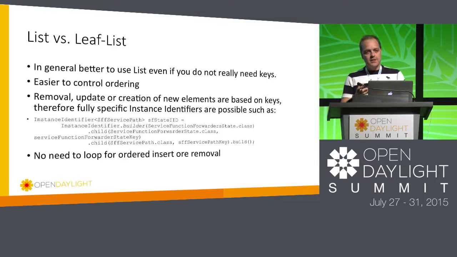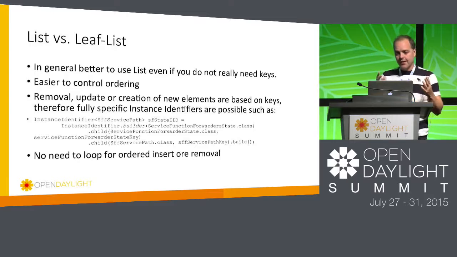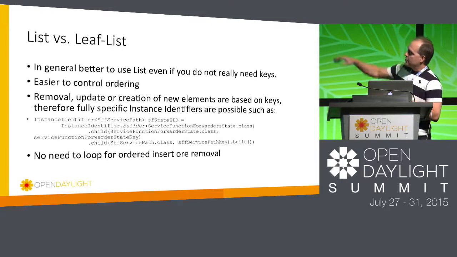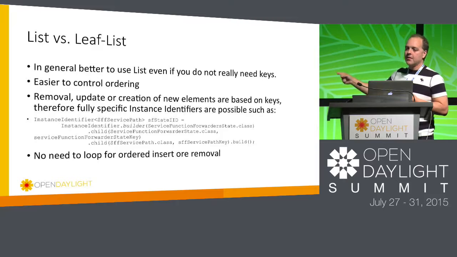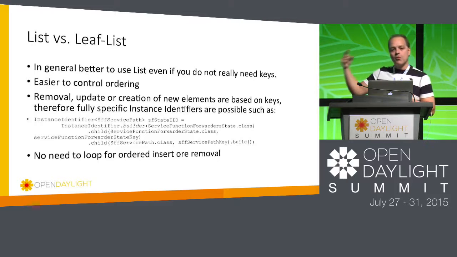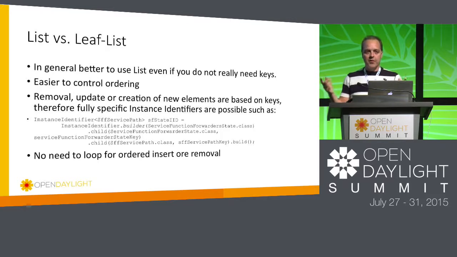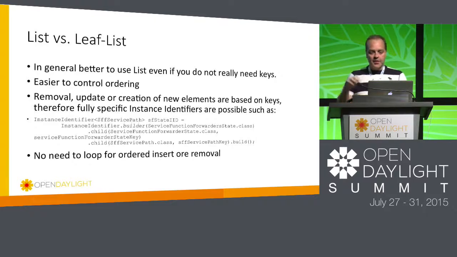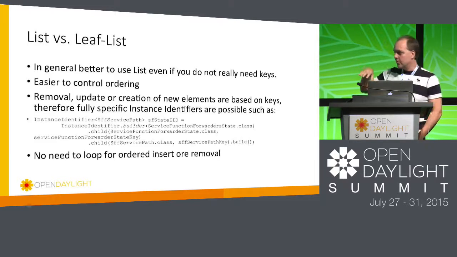Even if you don't need keys, you can create an arbitrary or artificial key, which can be 0, 1, 2, 3, 4, 5, 6, 7. Because with a keyed list, it's much easier to create instance identifiers to add, remove, update elements, as opposed to leaf-lists. With leaf-lists, since there are no keys, sometimes you need to loop through the list to figure out the elements.